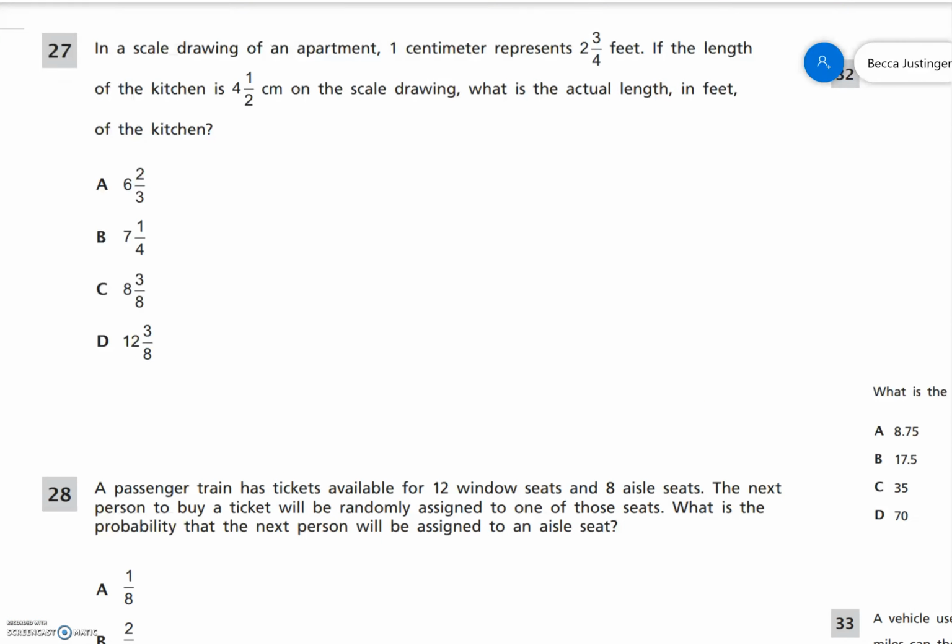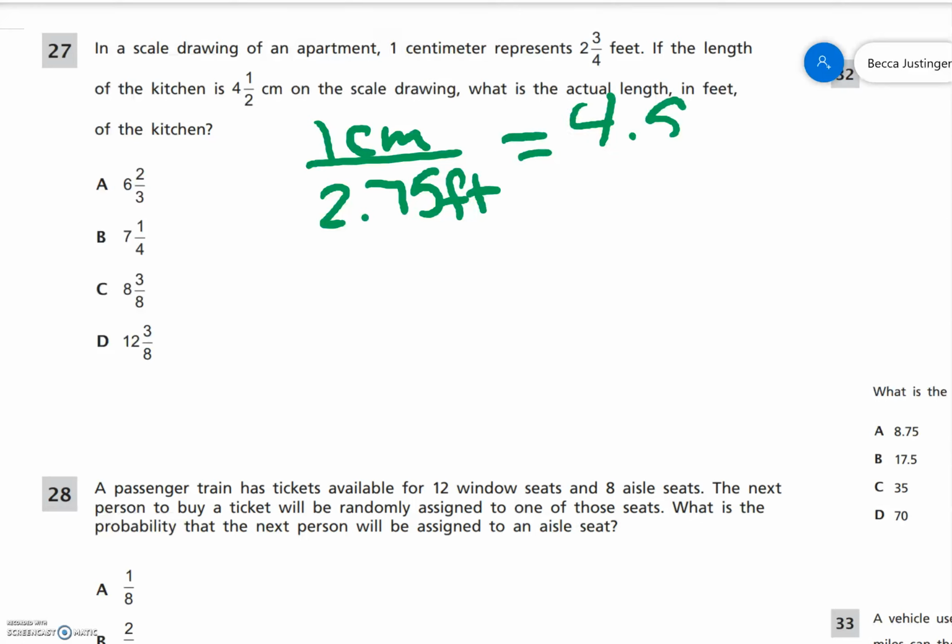27. In a scale drawing of an apartment, 1 centimeter represents 2 3/4 feet. The length of the kitchen is 4.5 centimeters on the scale drawing. What is the actual length in feet of the kitchen? So again, we're going to set up our proportion. 1 centimeter is 2.75 feet. And the actual drawing is 4.5 centimeters. And we want to know how many feet that is.